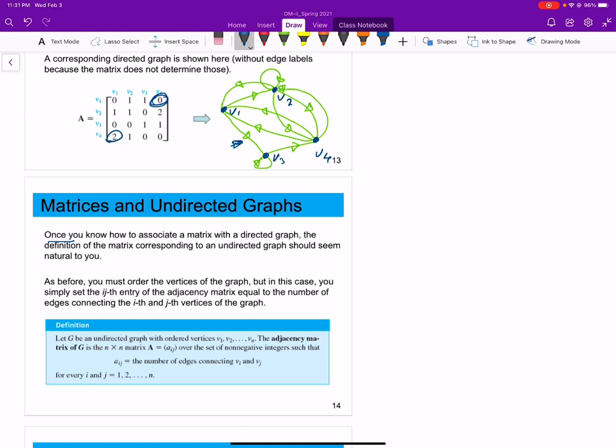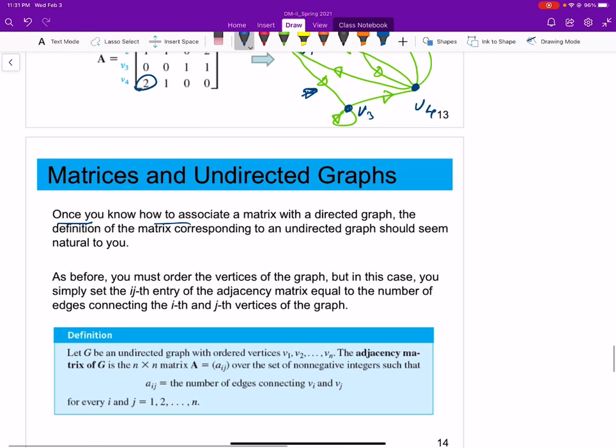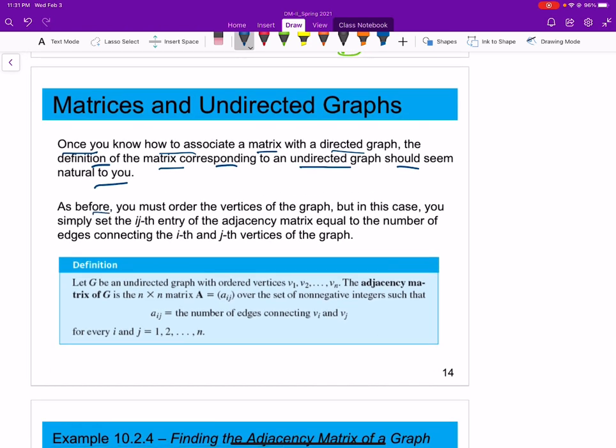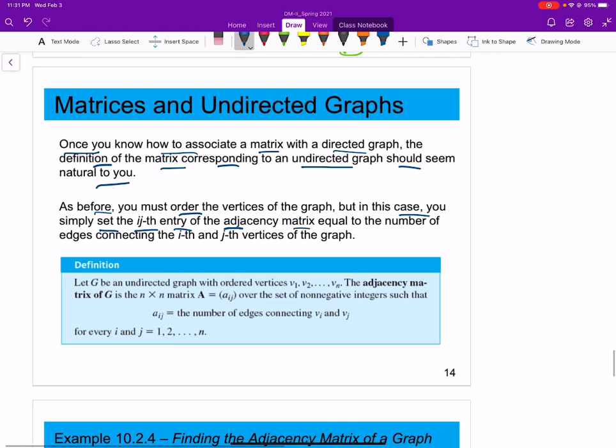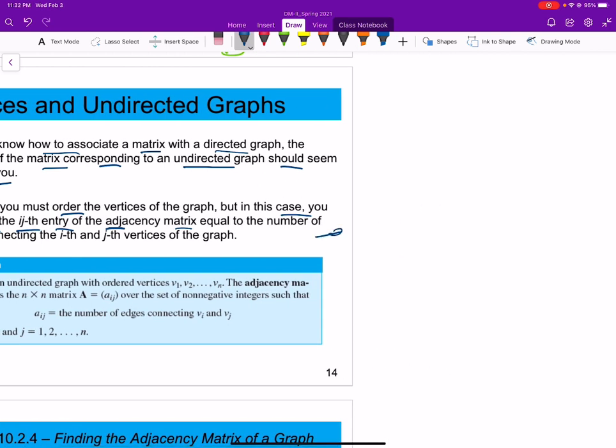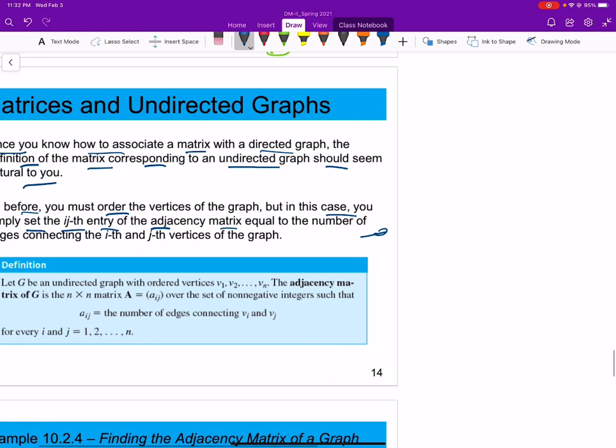Okay, once you know how to associate matrices with directed graphs, the definition of the matrix corresponding to an undirected graph should seem natural to you. So it's very straightforward. As before, you must order the vertices of the graph, but in this case you simply set the ijth entry of the adjacency matrix equal to the number of edges connecting the ith and jth vertices. Now you don't care whether i is connected to j or j is connected to i.